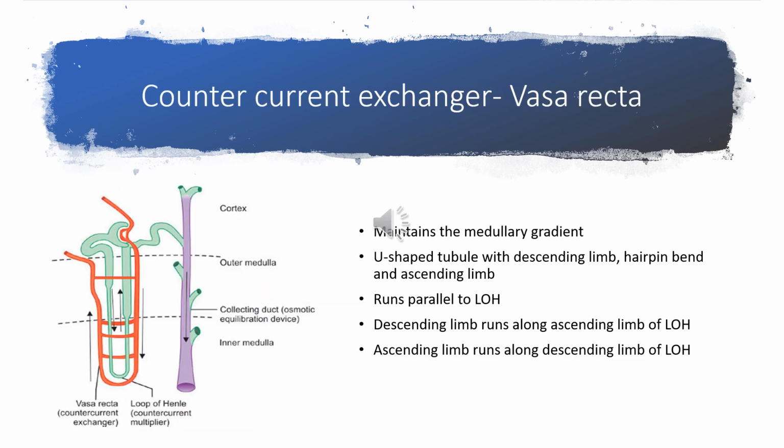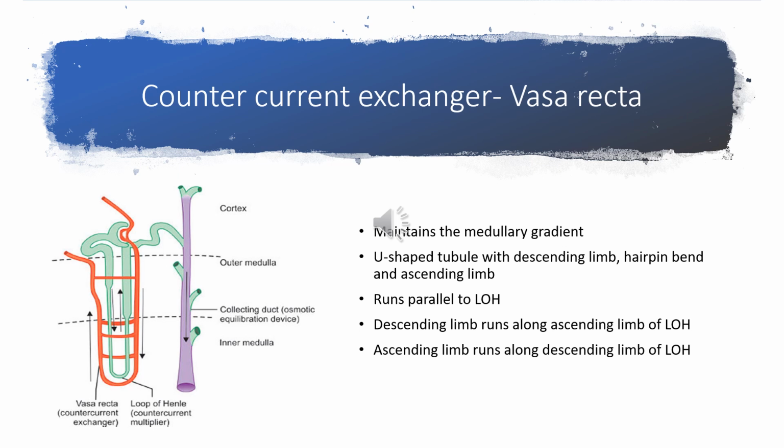Now, vasa recta, the countercurrent exchanger. This vasa recta is responsible for the maintenance of the medullary gradient. It is also a U-shaped tubule with a descending limb, hairpin bend, and an ascending limb. The direction of the fluid movement is opposite in the descending limb and the ascending limb. So this vasa recta forms a countercurrent system, having the two limbs adjacent to each other and the movement of the fluid in opposite directions.